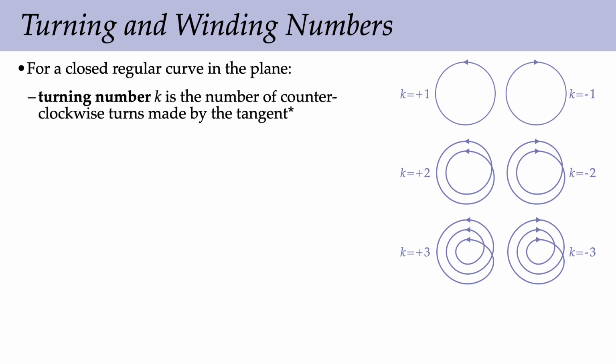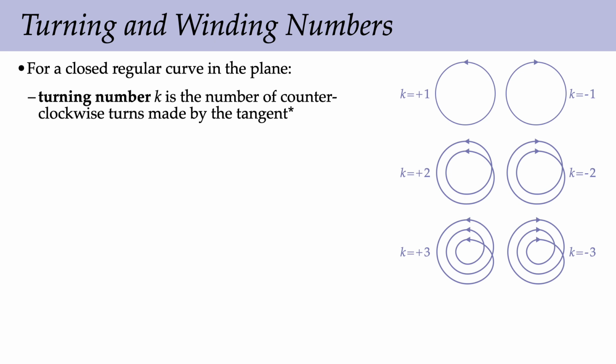So here's an interesting question. We have turning numbers of +1, +2, +3, -1, -2, -3. And you can imagine going further with each of these. Can you have a turning number equal to 0? Is it possible for the tangent to not turn around at all as we go around the curve? Maybe a good moment to pause the video, see if you can try to draw one. Can that happen? Well, actually it turns out that it can.